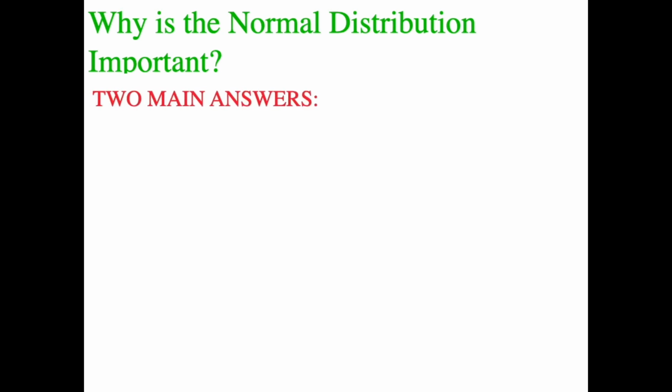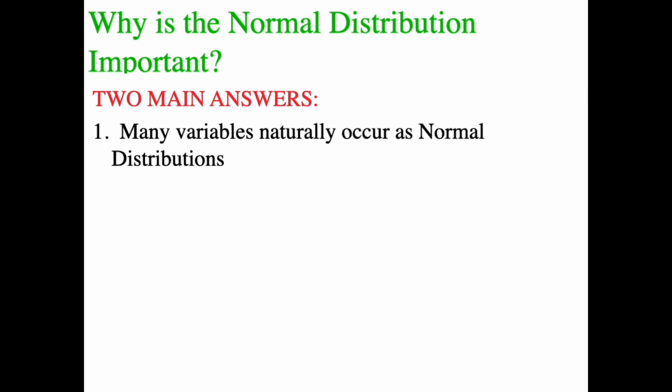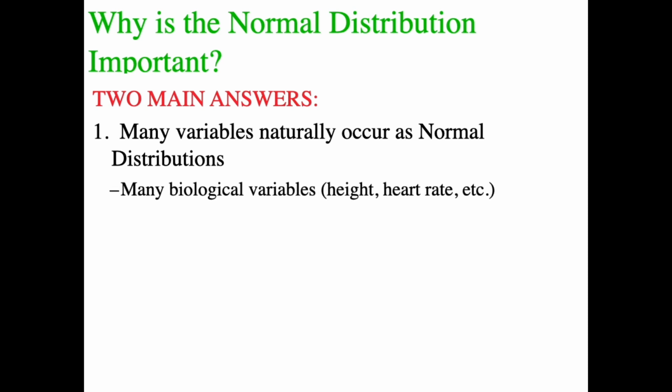Well, I have two main answers to that question. One answer is that many variables naturally occur as normal distributions in psychology. So it turns out that many biological variables, for example, things like height, heart rate, etc., when you take a large number of people, look at their heights, look at their weights, look at their heart rates, you'll see that those variables are distributed in a normal curve.